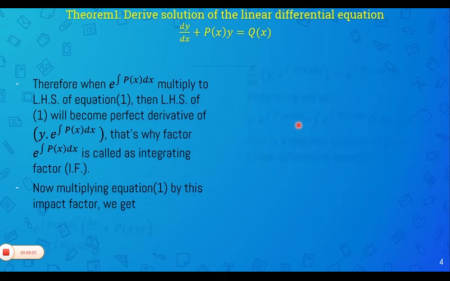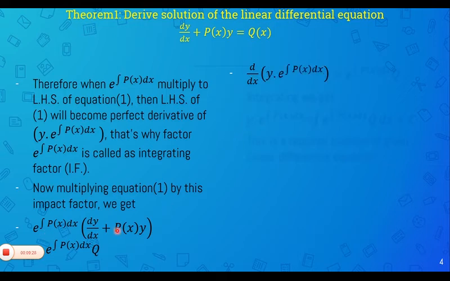Now multiplying this integrating factor to equation 1, we get e to the power integration p dx into dy by dx plus py is equal to again this integrating factor into q. Therefore due to this integrating factor, this LHS will become a perfect derivative of y into e to the power p dx, and the right hand side is kept as it is.